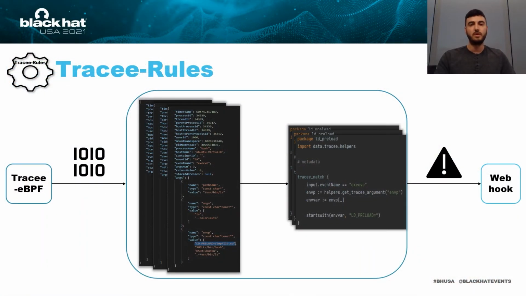Okay, let's move to talk about Tracee Rules. Tracee Rules is a rule engine that works mainly on events generated by Tracee BPF. Its purpose is to enable detection of suspicious behaviors in the system. The rules engine's job is to get the stream of raw events from Tracee BPF and dispatch each event to any rule that requires it.